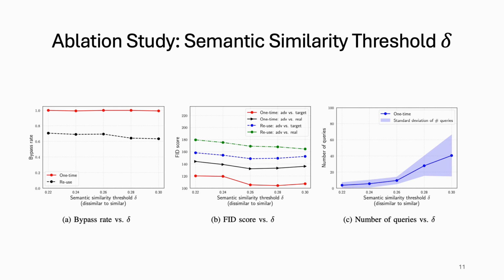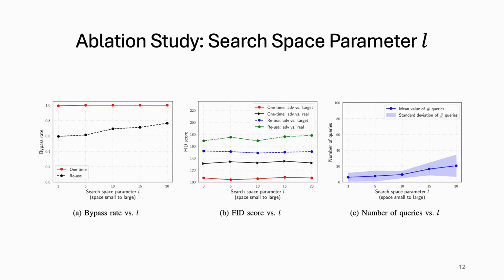Similarly, Figure C shows that the number of queries increases as the similarity threshold increases, because it will be harder to satisfy the threshold during the searching. We also evaluate the impact of search space size, which is mainly controlled by the parameter L. Specifically, we change L to be 3, 5, 10, 50, and 20, and the detailed number of candidates in the search space can be found in our paper.